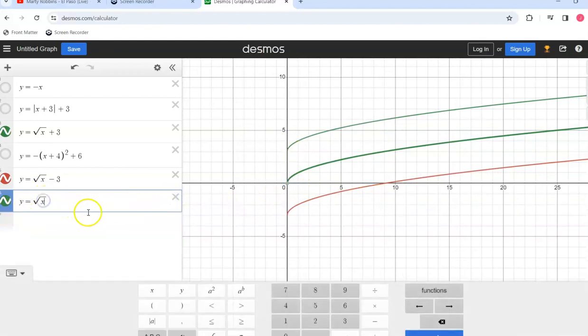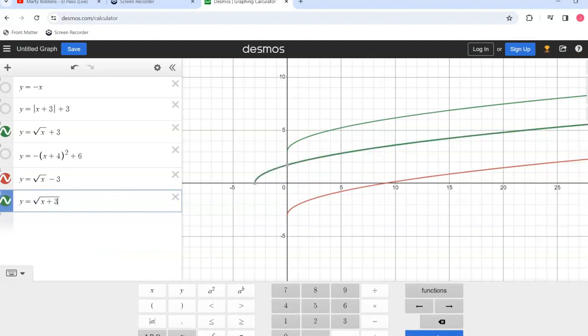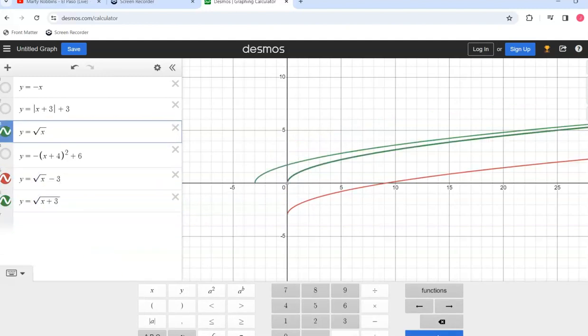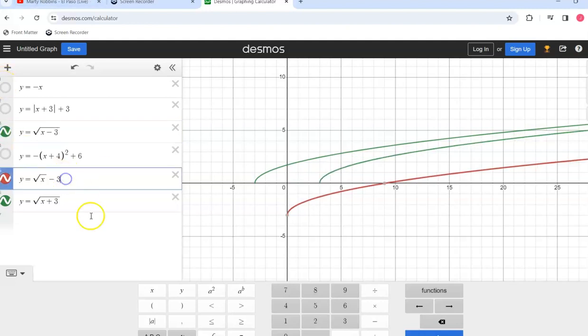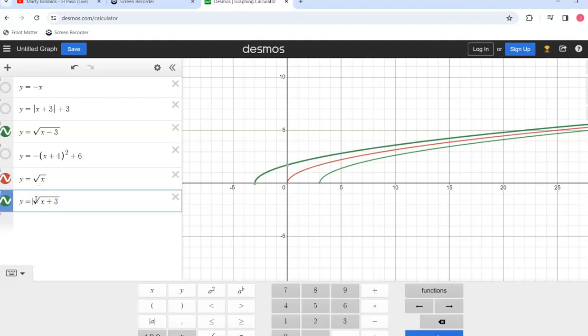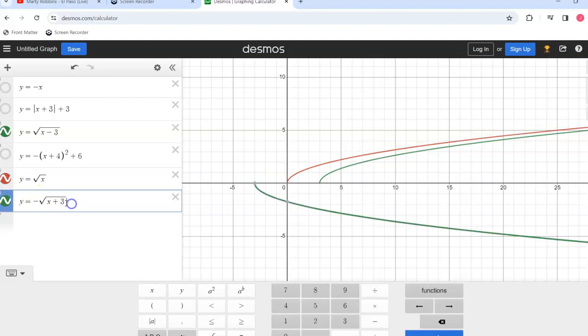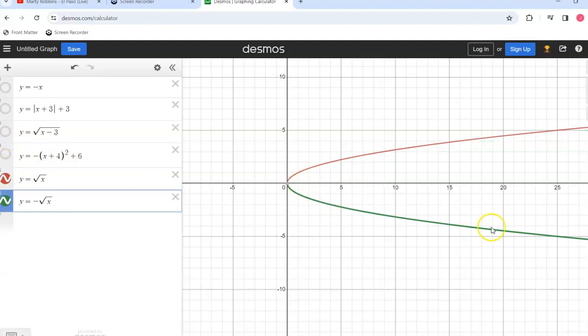And I could do the same thing. I could do +3, -3, x, and now I can see them line up here. Okay? I could do the positive and the negative version of it. I'm going to turn this one off so then I can see now that makes a sideways parabola kind of go together. It's kind of cool.